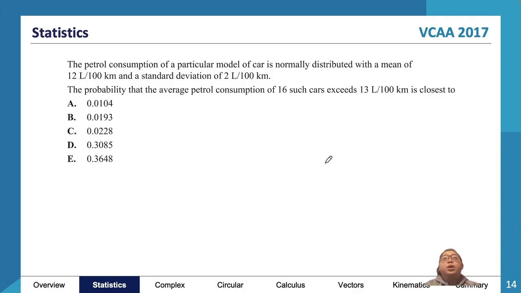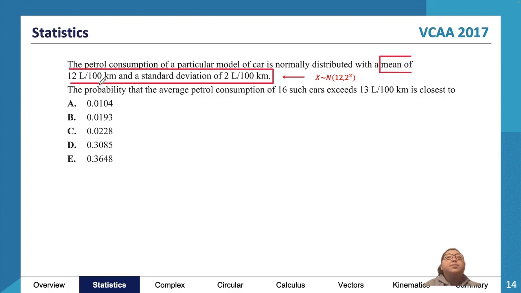So the first thing we want to do is figure out what's going on. The variable we're starting with has a mean of 12, so X is normally distributed by 12 and a standard deviation of 2, so 2 squared for our variance. Great. Then we want to figure out the sample size, and we can see that the sample size is going to be 16 here. Next we want to figure out what probability we're looking for. We're looking for the probability of the sample mean being bigger than 13.